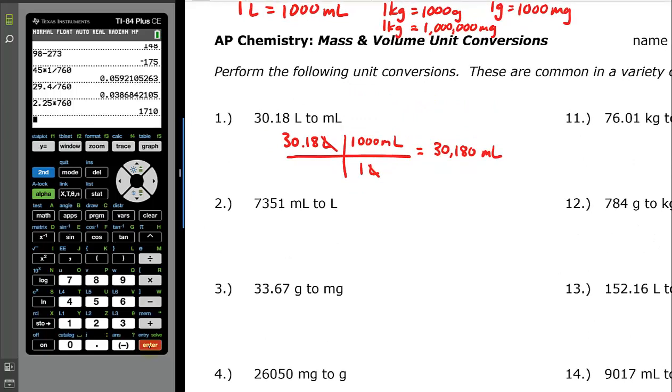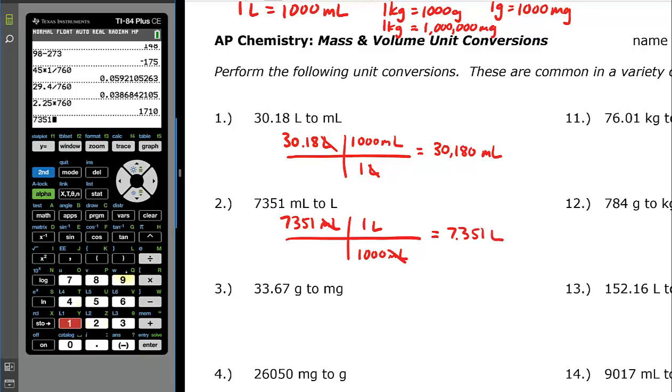7,351 milliliters. 1 liter is 1,000 milliliters. So I'm dividing by 1,000 this time. Answer, 7.351 liters. And again, you can check them. 7,351 divided by 1,000, 7.351. You still got to label it. Make sure you label it at the end. Okay? Make sure you get those answers labeled.